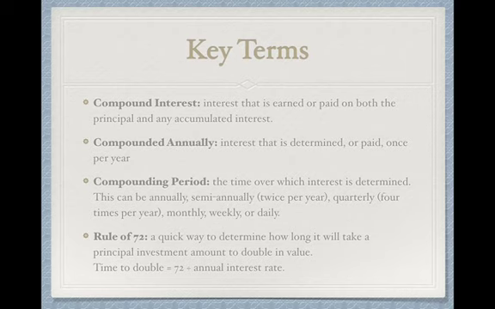Okay, so our key terms for this particular lesson, things we'll be using quite a bit, will obviously be what is compound interest, compounded annually, what a compounding period is, and then something called the rule of 72. So we'll go through these briefly, and then in more detail as we go through the lesson.